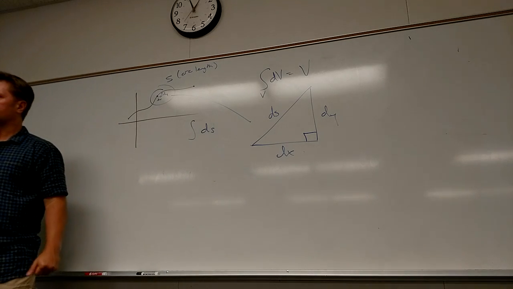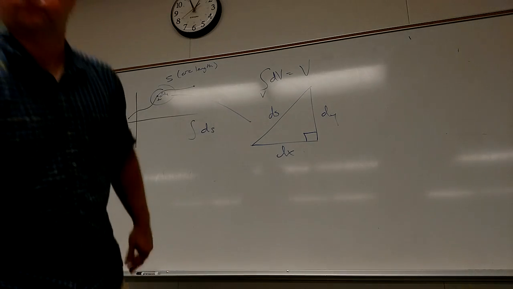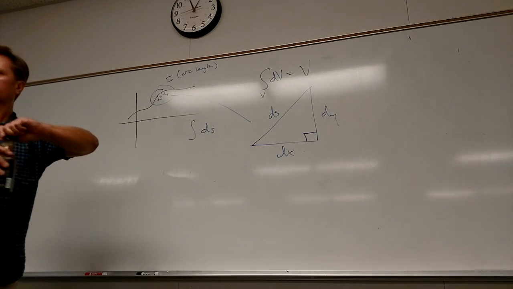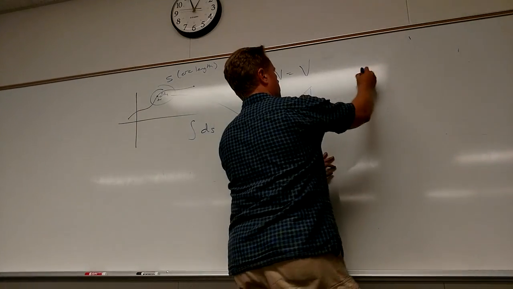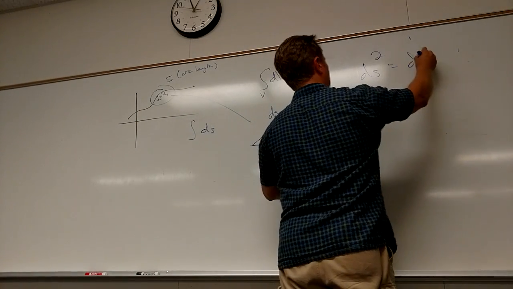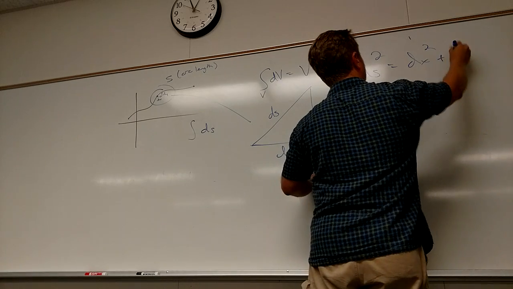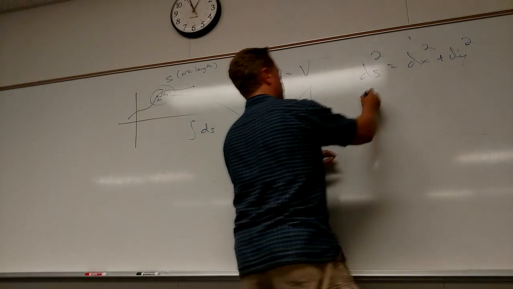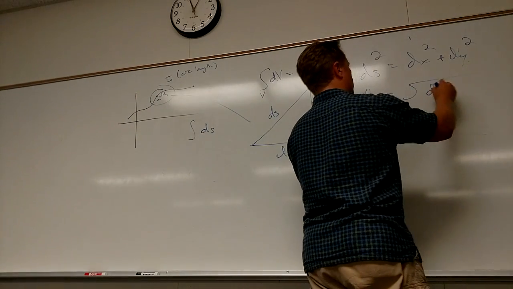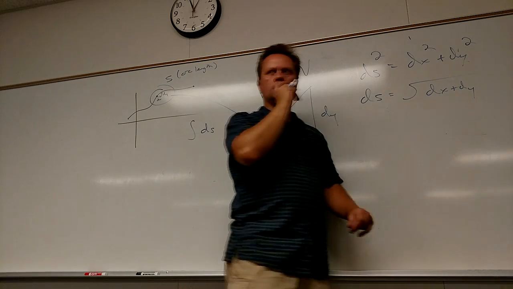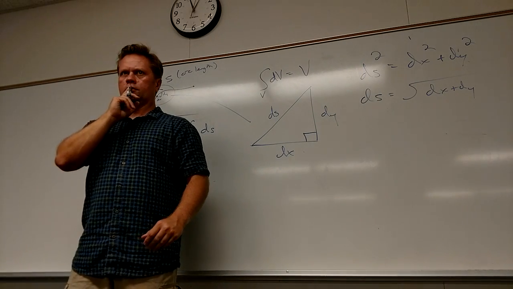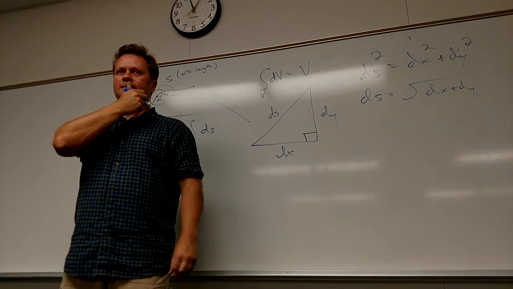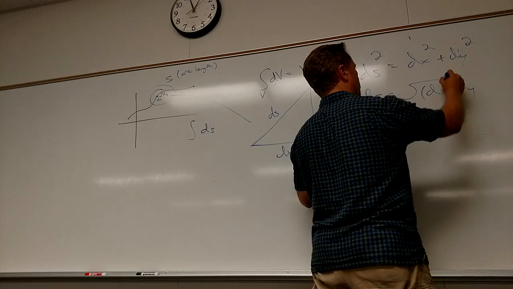So what's got to be true then? Pythagorean theorem. Yeah, Pythagorean theorem. So what would that look like? ds squared equals dx squared plus dy squared. Meaning that ds equals the square root of dx squared plus dy squared. You're like, ooh. Great job, Jeff. Oh, squared. Okay. I'm getting one out of this.